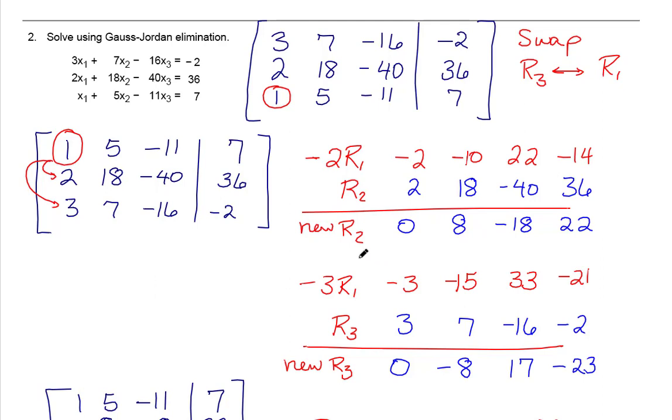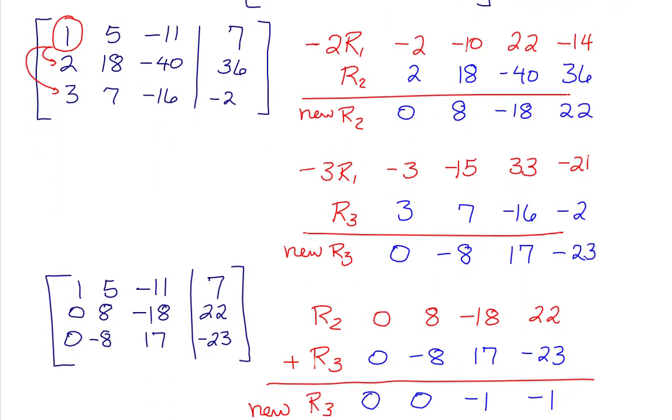Okay, I repeat the process to get rid of the 3. Minus 3 all the way across. Let's see, minus 3, minus 15, 33, and a minus 21. Here's row 3, just write it down, add them up, and I get my new row 3. So let's put all that back into our matrix and see where we're at.